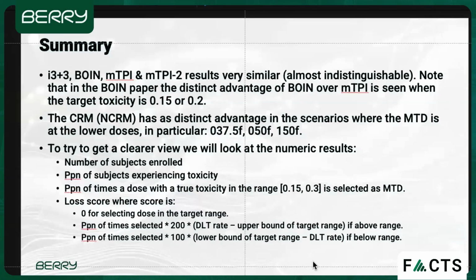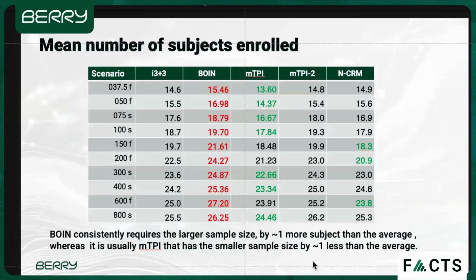Other scoring schemes are possible. So looking at the mean number enrolled, this was quite interesting. The Boolean, so what I've done is show for each scenario, where the name of the scenario is which dose is the true target MTD, and then if there's an F if the curve is shallow or flat, and S if it's steep.